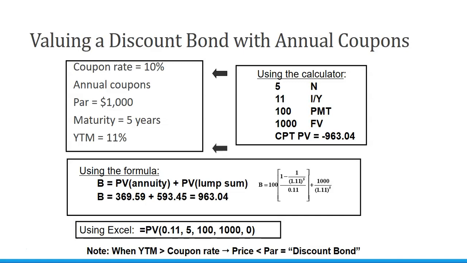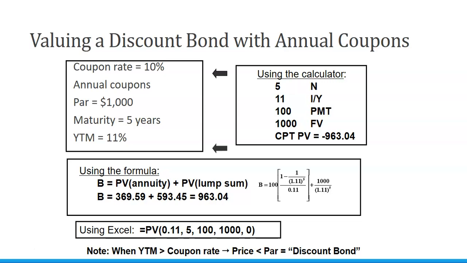You can see this example if we have a coupon rate of 10% with annual coupons, so once per year, on a $1,000 par value, face value bond with a maturity in 5 years and a yield to maturity of 11%. So we can use the calculator, we can use the mathematical formula, which is the present value of an annuity plus the present value of the lump sum, or we can use Excel to calculate that.